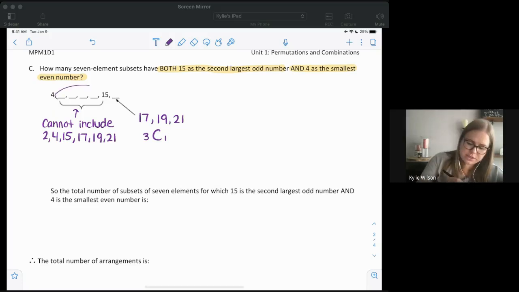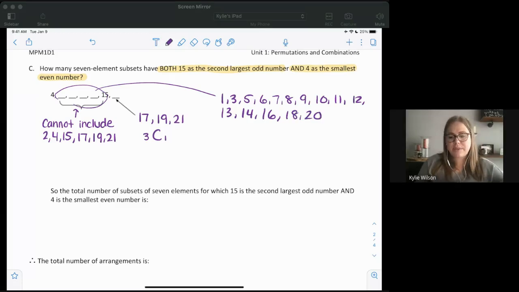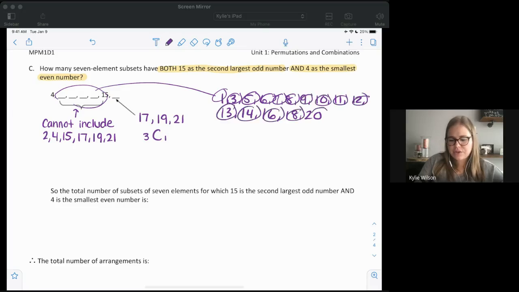So how many options do we have for here? We could have 1, 3, 5, 6, 7, 8, 9, 10, 11, 12, 13, 14, 16, 20, and I think I forgot 18, my bad. There we go. So we have 1, 2, 3, 4, 5, 6, 7, 8, 9, 10, 11, 12, 13, 14, 15 numbers to choose from. And we're going to be choosing 4 of them.